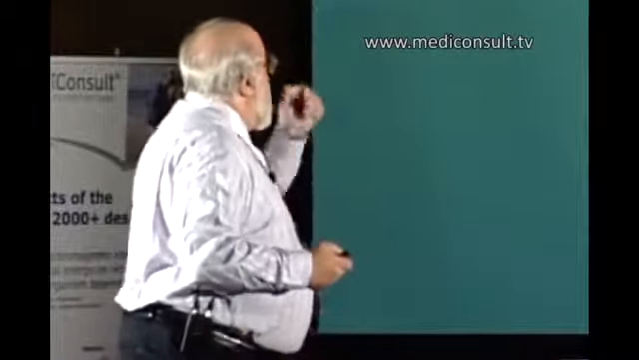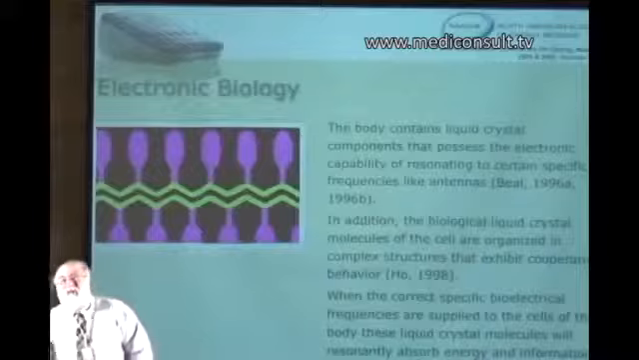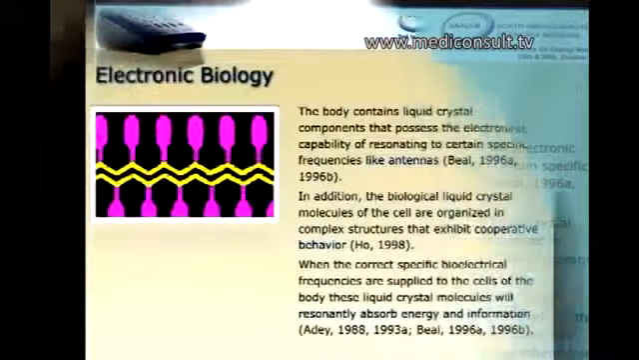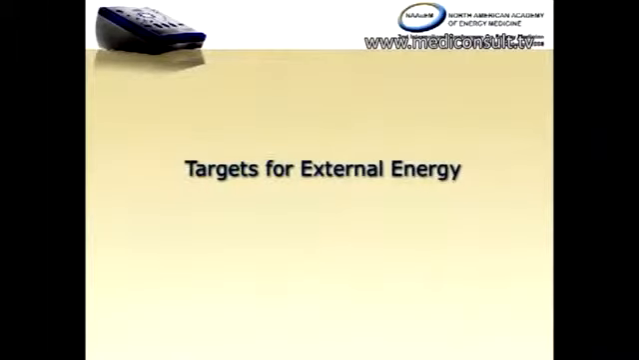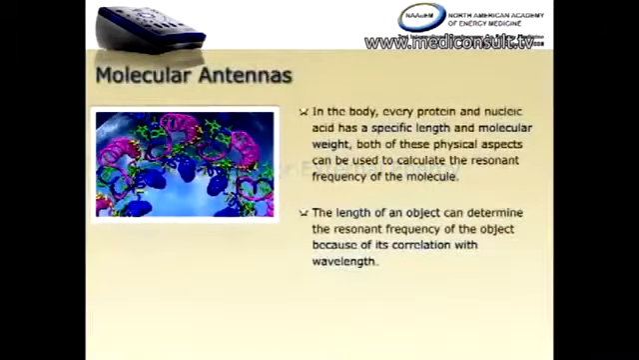So we got these components that are liquid crystal. They resonate at certain frequencies like antennas. They have complex structures. They exhibit cooperative behavior. So when the correct bioelectric signals or bioelectromagnetic signals are applied, they'll resonantly absorb information in a line. So targets, these are molecular antennas. Your tissues, look at the structure of these enzymes in this cell. I think this is a photosynthesis cell or a chloroplast.